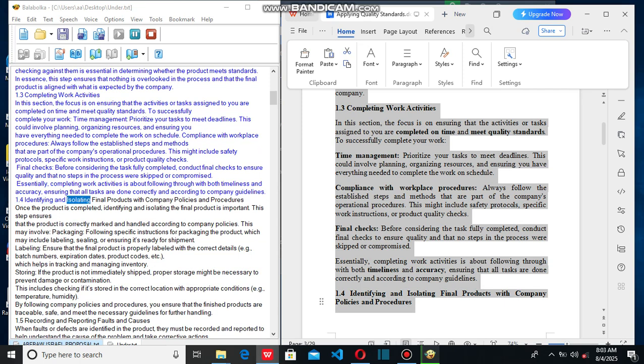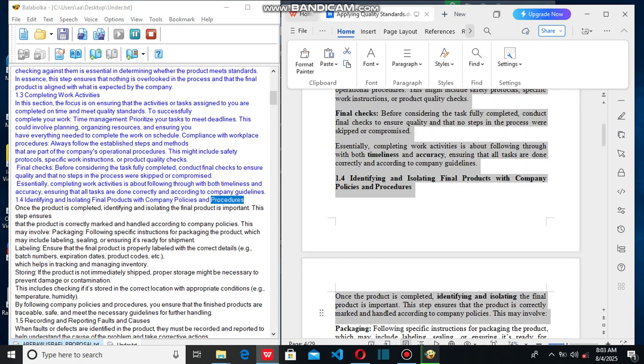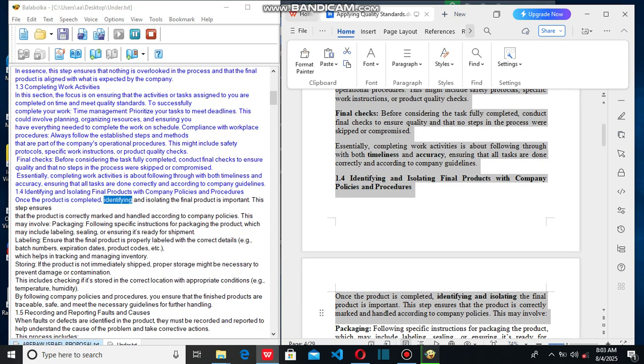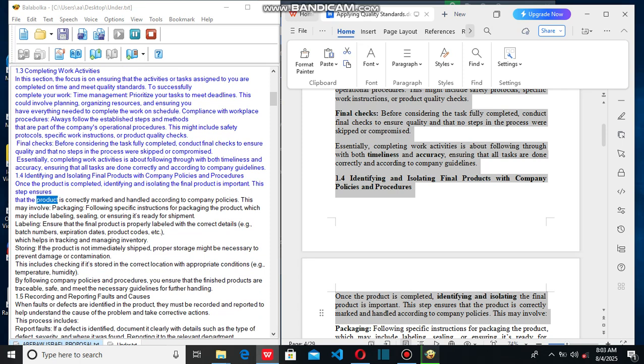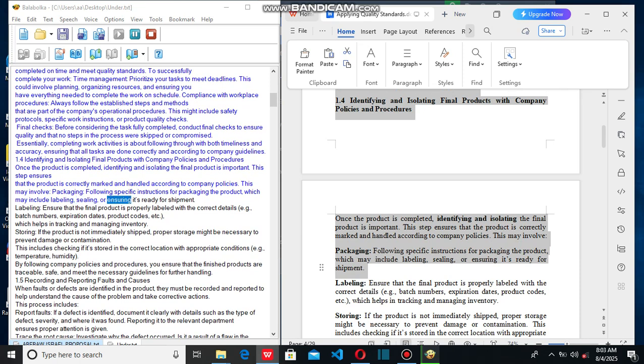1.4 Identifying and isolating final products with company policies and procedures. Once the product is completed, identifying and isolating the final product is important. This step ensures that the product is correctly marked and handled according to company policies. This may involve packaging, following specific instructions for packaging the product, which may include labeling, sealing, or ensuring it's ready for shipment.